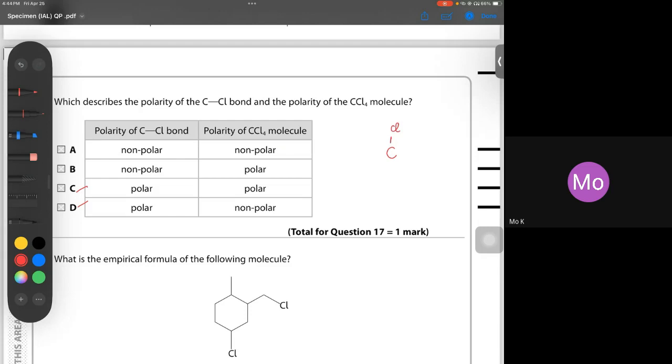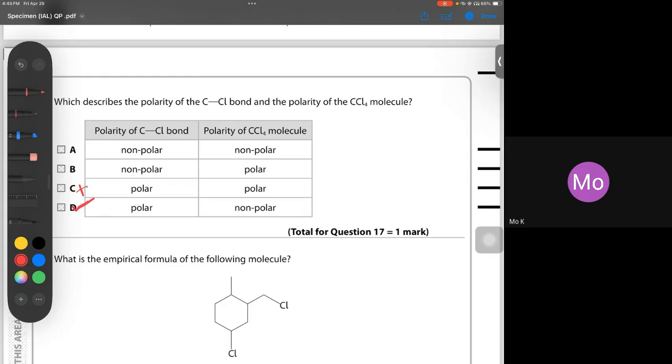It's tetrahedral. It has the same atoms, Cl, Cl, Cl, Cl. They are going to cancel each other in this manner, just like carbon dioxide. They are going to cancel the dipoles. So as a result, carbon dioxide is non-polar. In the same manner, this CCl4 molecule is also a non-polar one because they are going to cancel each other. That's why option D is correct and option C is wrong.